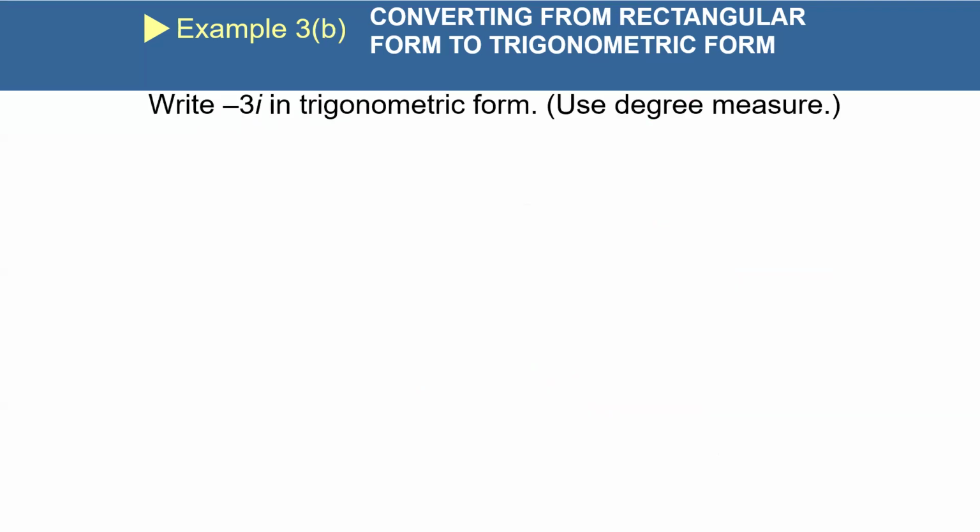All right, let's try again. Ready to do that again? So now we have negative 3i. So this time, what is our x? X is 0. What is our y? Negative 3. Make sense?